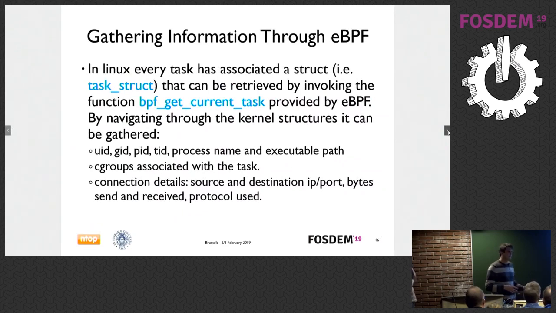To gather this kind of information, we use a BPF helper function, BPF get current task, to obtain the task struct associated with each thread and process. By navigating through the kernel structures, we can collect information such as the user or the cgroup. Furthermore, we use the socket provided with the function call. For example, when we use TCP connect, we provide as argument the socket that we want to use. By analyzing the socket, we can extract information regarding the protocol or the destination address.